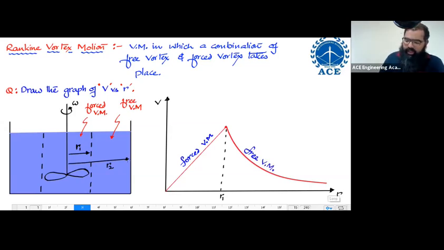Okay. Now, if boundary condition of R2 is considered, suddenly the velocity will drop down to 0 because no slip condition might be there. But imagine if R2 is extending towards infinity, you're going to have this hyperbola. It will never meet with this thing, but keeps on decreasing. So this is the graph for a Rankine vortex motion. Okay. You can take a snapshot of this particular slide.